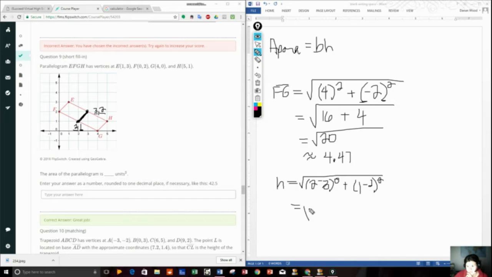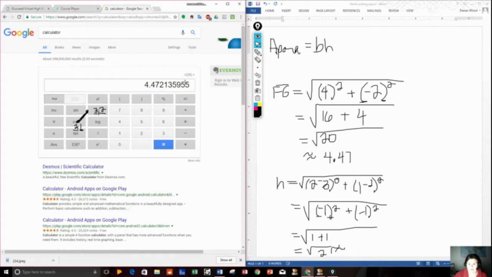And that's going to equal the square root. 2 minus 3 is -1. That's going to be squared, plus 1 minus 2 is going to be -1 squared. So that's going to equal the square root of -1 squared is 1 plus -1 squared is 1. Remember to include your parentheses first when you type it into the calculator. So we're going to have the square root of 2, which is approximately, I want to say like 1.7.